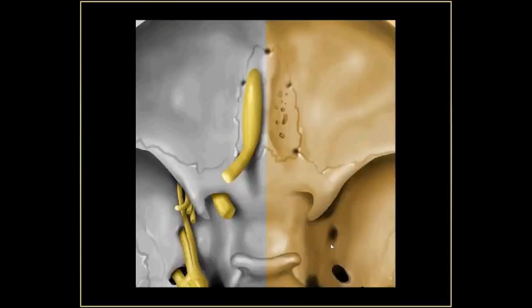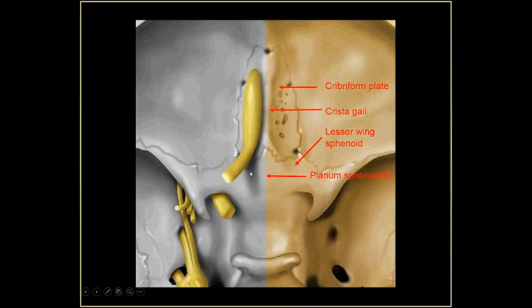All right, so we've reviewed the portions of the anterior skull base, the cribriform plate, the crista galli in the center. The lesser wing of the sphenoid forms a portion of the anterior skull base as well. And the planum sphenoidale of the lesser wing of the sphenoid bone. In the next couple of cases, we'll be looking at these structures here, the optic nerve and the supraorbital foramen and the nerves that traverse those foramen.